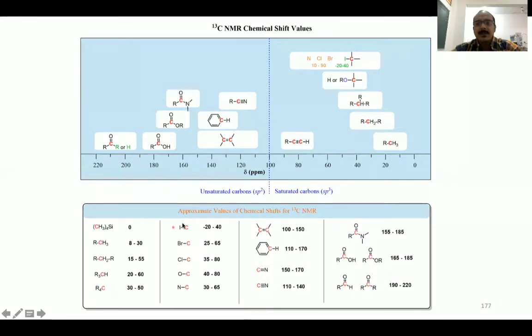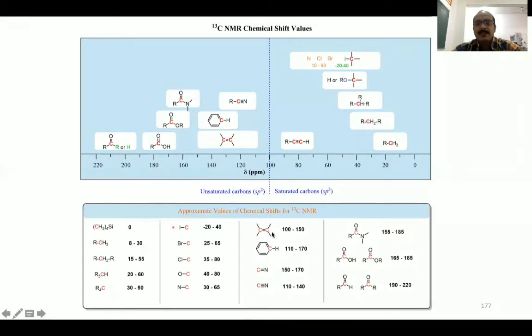Then coming to carbon attached to different halides, if it is iodine, minus 20 to 40, if it is bromo, 25 to 65, if it is chloro, 35 to 80. So we can see that as the electronegativity decreases, the value is slightly increasing. And if the carbon is attached to oxygen, then it is 40 to 80. If the carbon is attached to nitrogen, then it is 30 to 65.